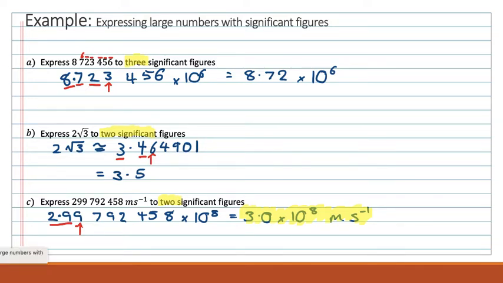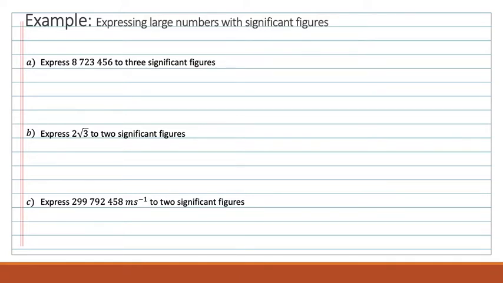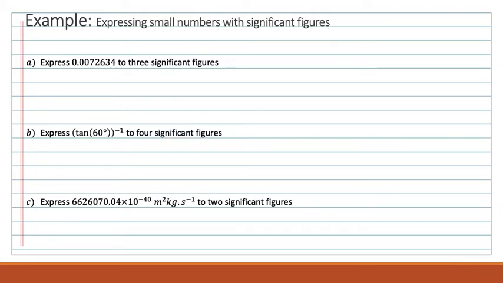Now that was looking at expressing large numbers using significant figures. Let's have a look at using smaller numbers. So over here we've got a number of different examples. Here it is, expressing small numbers with significant figures. So part A is 0.0072634 to 3 significant figures.